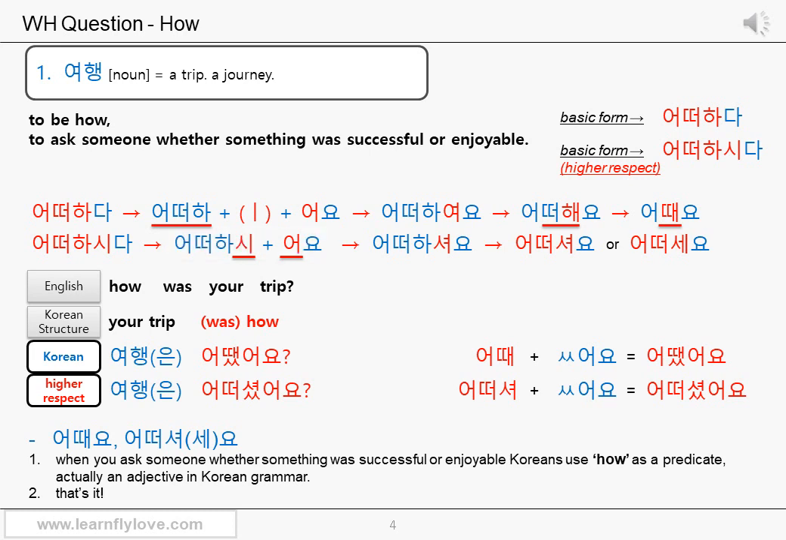어떠하시어요. But again, because the last letter of the stem 시 doesn't have a final consonant, 시 sound should be combined with 어 sound. So it becomes 어떠하셔요 rather than 어떠하시어요. If you use 어떠하셔요, native Koreans totally understand what you're talking about. Maybe it was the correct form a long time ago.